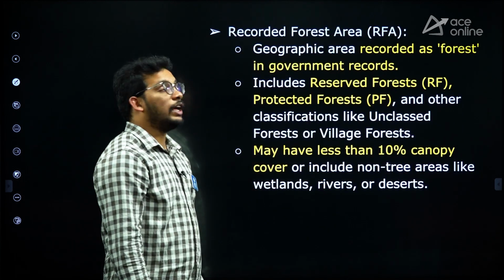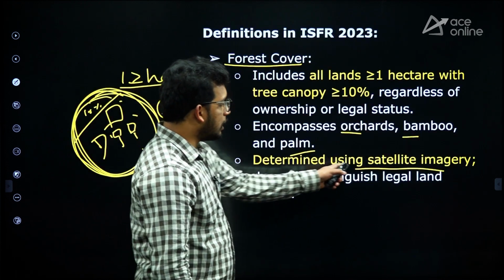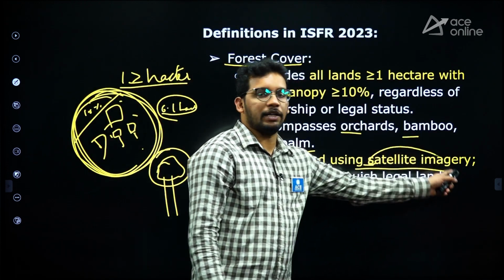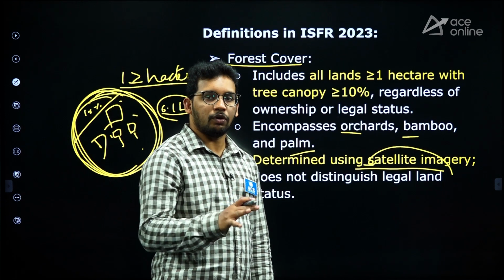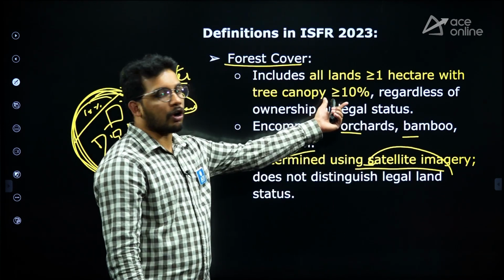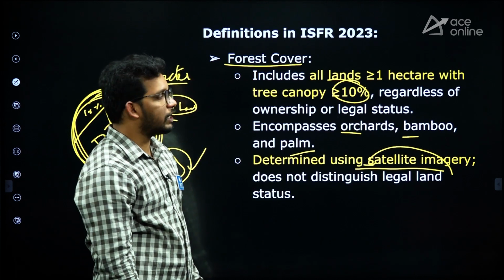Next we have the recorded forest area. We have seen what is forest area now. That is measured using satellite imagery, and the criteria is equal to or more than 1 hectare, and it should occupy at least 10% with the green cover, that is canopy.